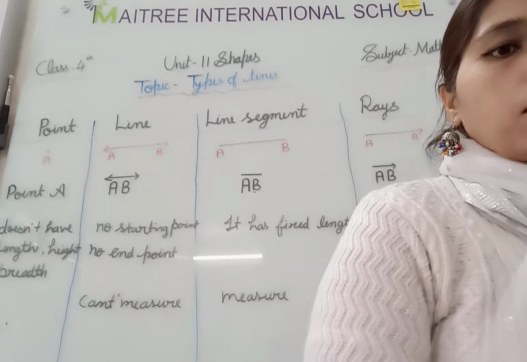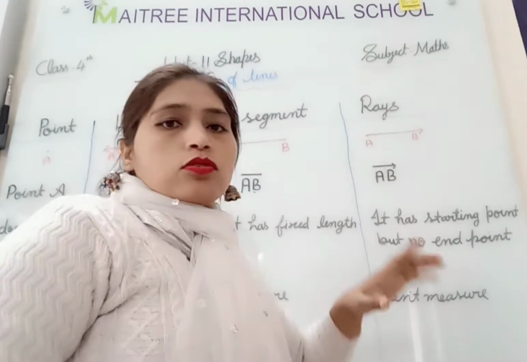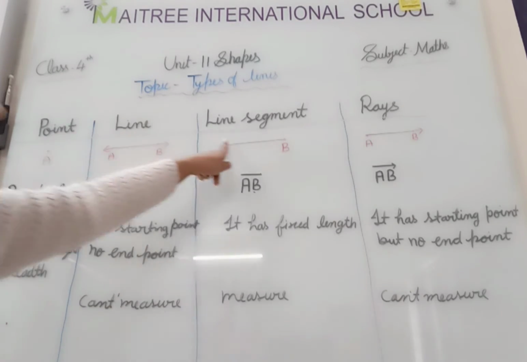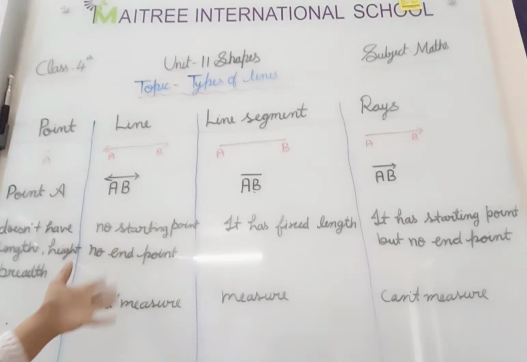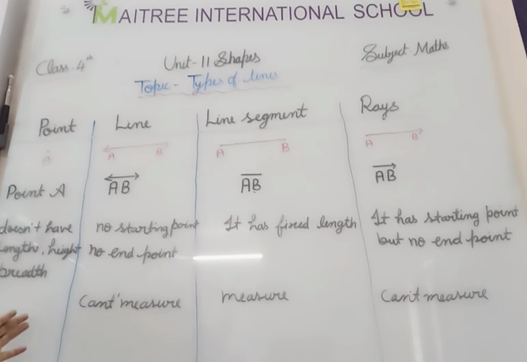Now we have learned four things: point, line, line segment and rays. So now I am telling the difference. If I write all the things together, you can know the difference. What is the difference between point, line, line segment and rays? And you have to draw this table in your notebook also, the same table, in your fair maths notebook. Okay, so now let's start.